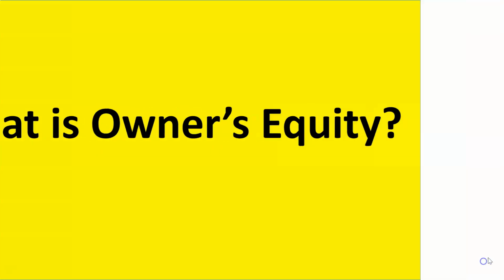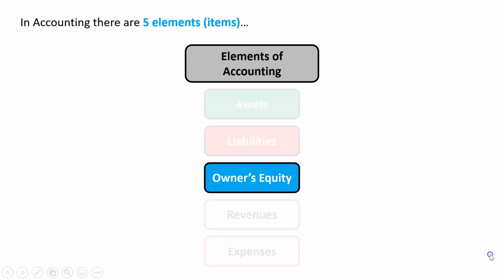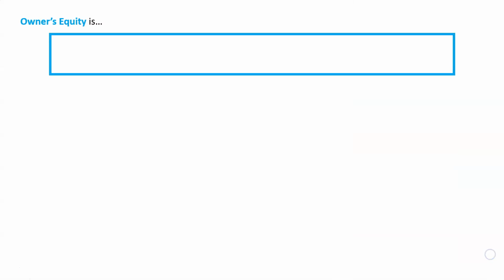What is owner's equity? That is our third element. We said there's five elements of accounting. We've got assets, liabilities, and owner's equity. And these three are all related, and they're related because of the definition of owner's equity. It's a little bit confusing, but we're going to simplify it.